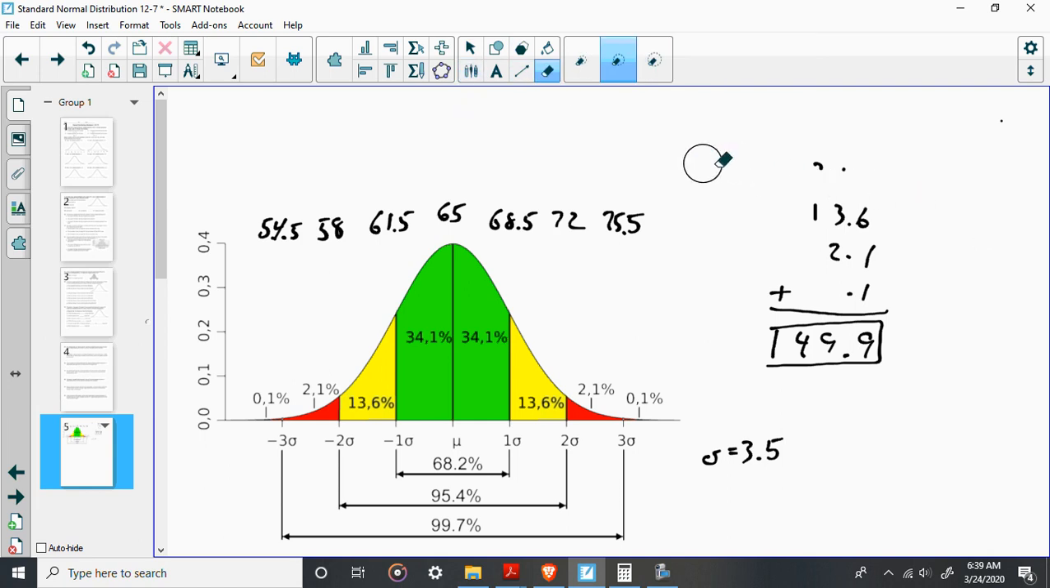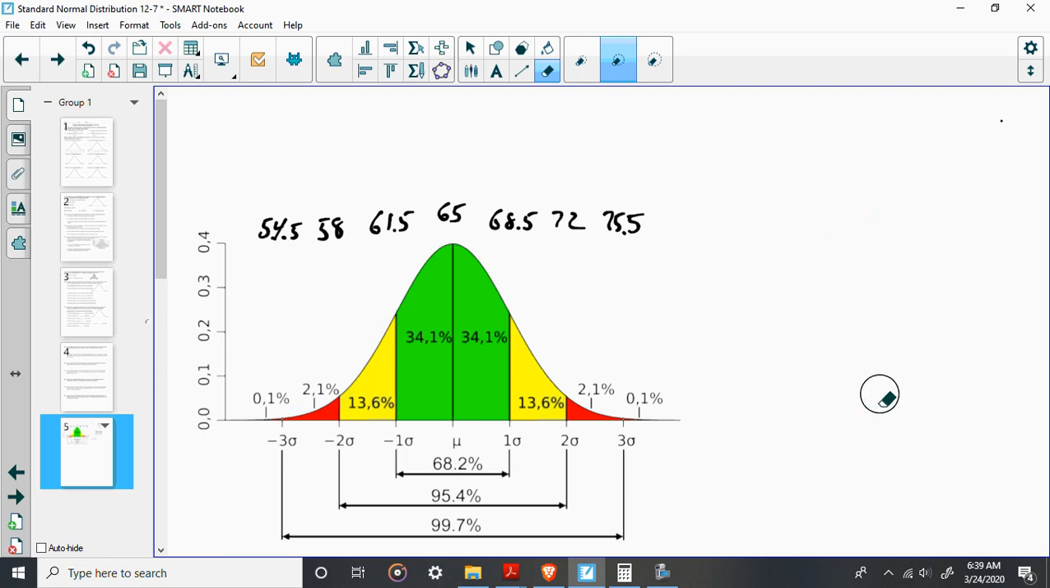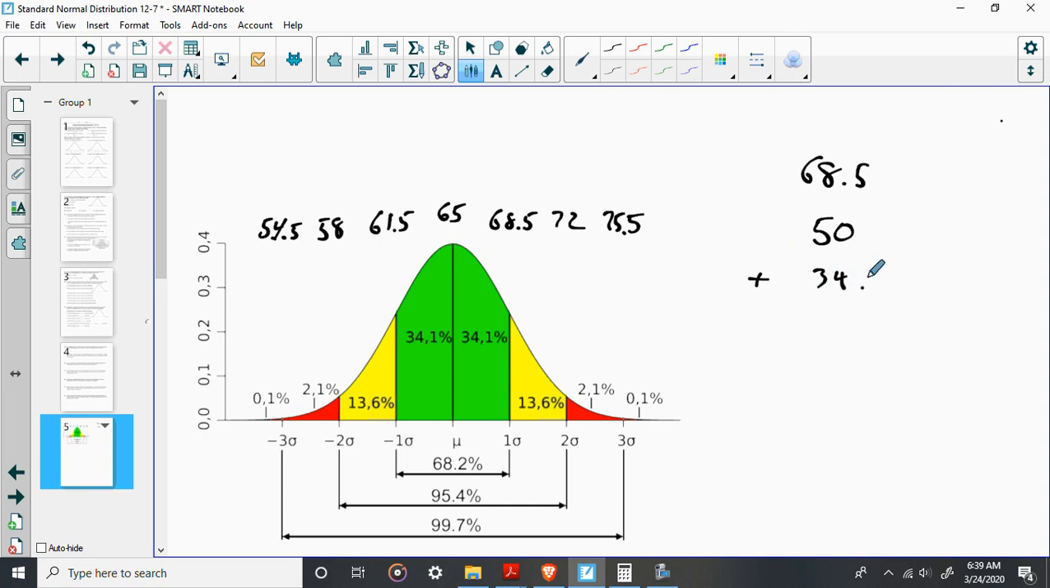If I said how many women are up to 68.5 inches? Well, that's this 50% plus this 34.1%. So you can't just add up these numbers. You have to realize that this is 50% up to here, and that would be 84.1% of women are up to 68.5 inches.